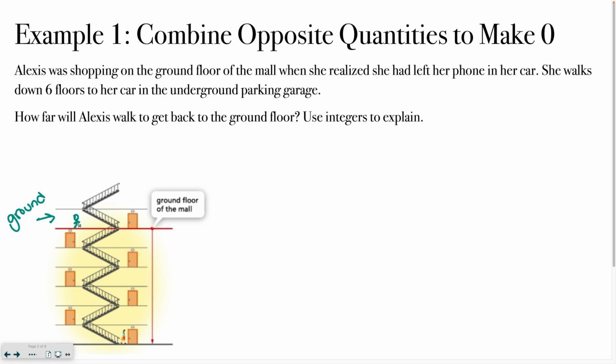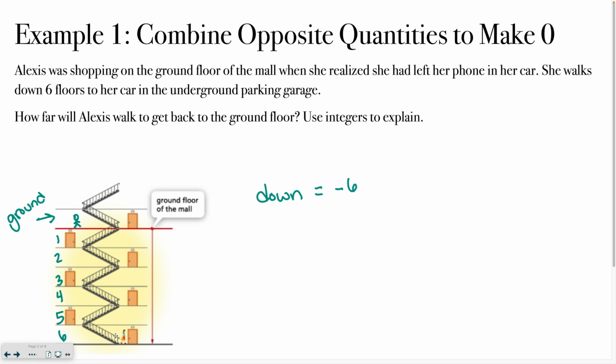So to go down to her car, she's going to have to go down 1, 2, 3, 4, 5, 6 floors. So she's going to go down 6 floors. And if we were to represent that with a number, we would use -6. That negative indicates we're going down.